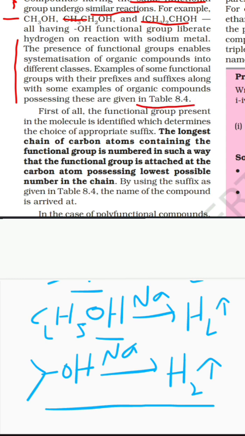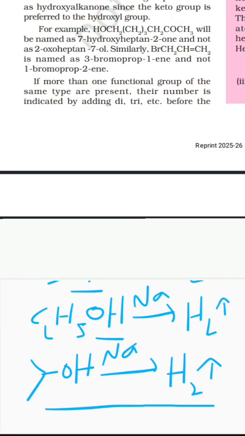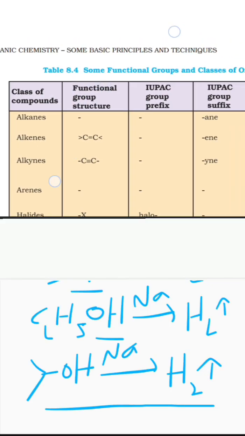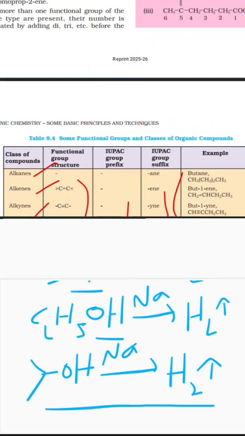What is that Table 8.4? Here the table is there, 8.4. If you see, so many functional groups are given here. Alkenes, alkynes, aldehydes, nitriles, ethers, with their functional group formulae and prefixes for IUPAC nomenclature, and their examples also, and suffixes also. So like that it is given in 8.4, and when we come to the table we will discuss everything about that functional group.